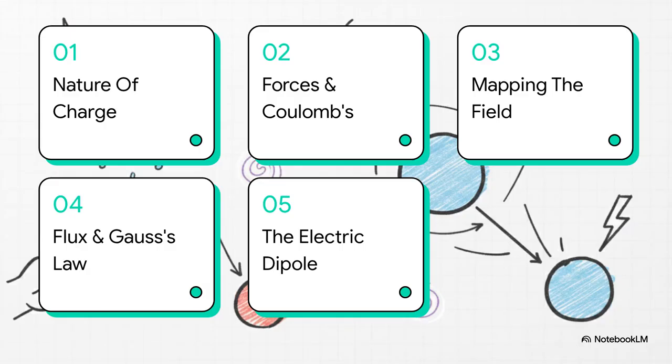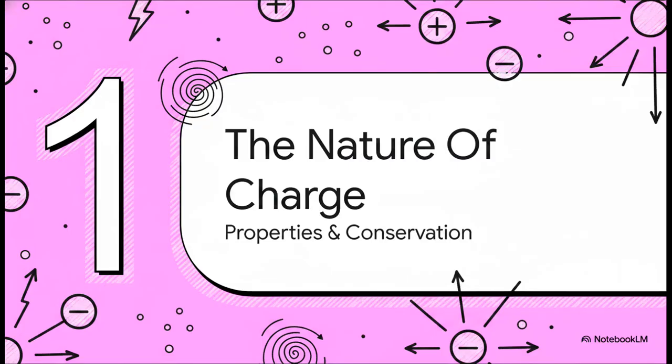Here's our roadmap for today. We'll be hitting 5 main areas: the nature of charge, forces and Coulomb's law, mapping the electric field, flux and Gauss's law, and finally, we'll wrap up with the electric dipole. Okay, let's dive straight into section 1, the nature of charge.